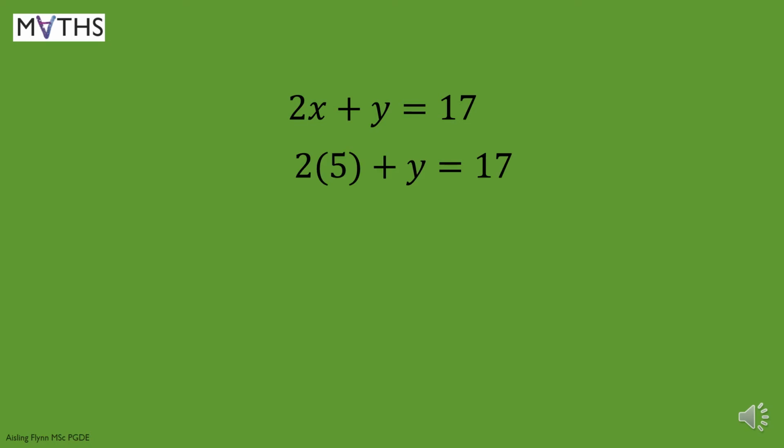We can substitute for it. So 2 times 5 plus y is 17. That's 10 plus y is 17. Y is 17 minus 10, so y is 7. So just like we got with the pictures. Okay.